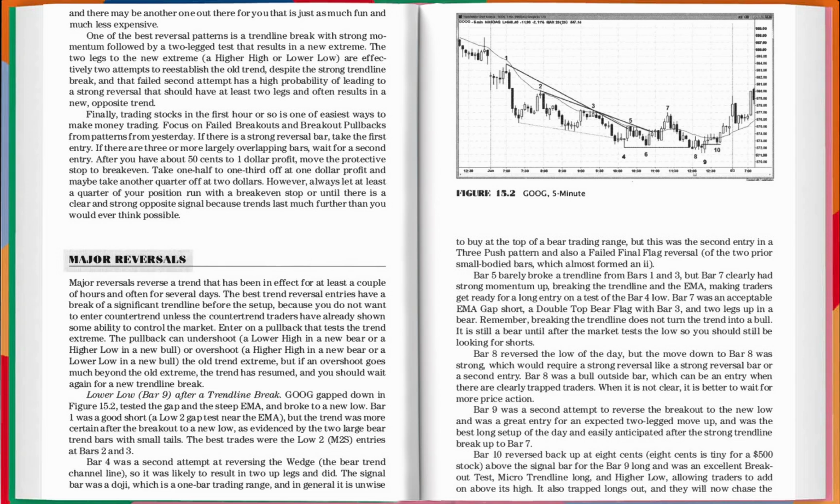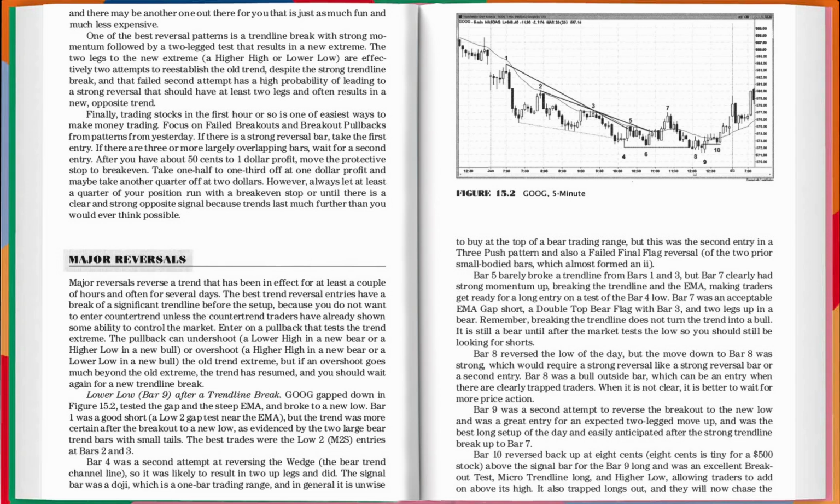GOOG gapped down in Figure 15.2, tested the gap in the steep EMA, and broke to a new low. Bar 1 was a good short, a low 2 gap test near the EMA, but the trend was more certain after the breakout to a new low, as evidenced by the two large bear trend bars with small tails. The best trades were the low 2 entries at bars 2 and 3.